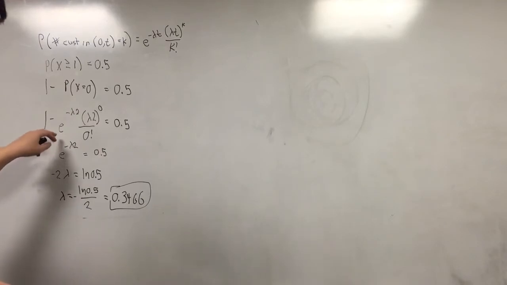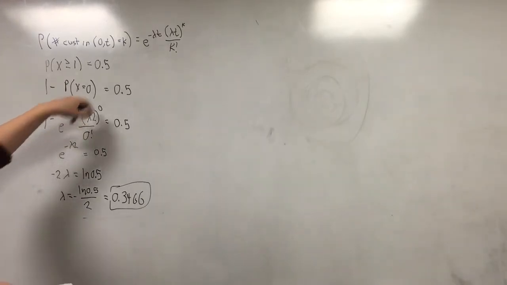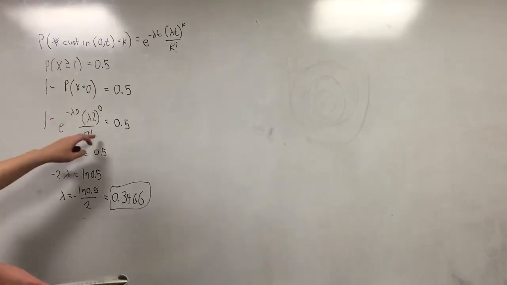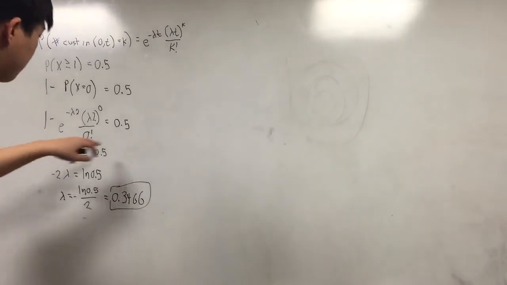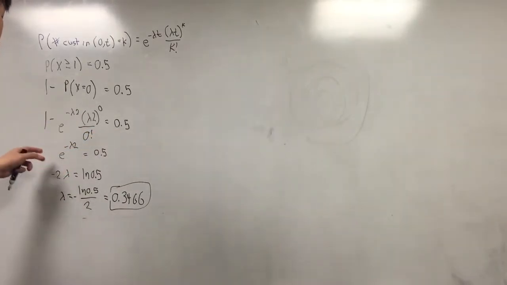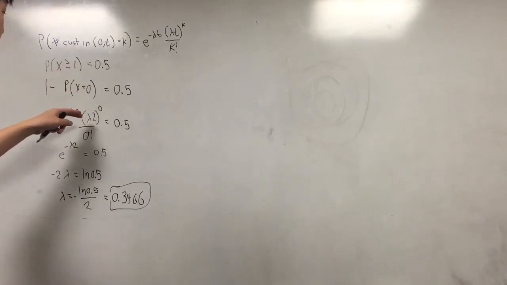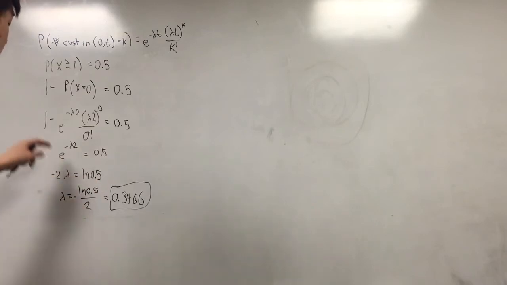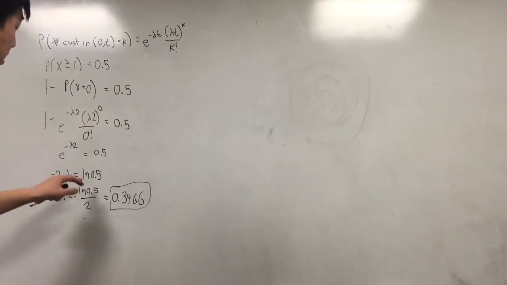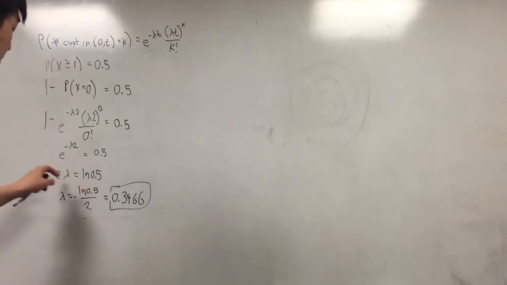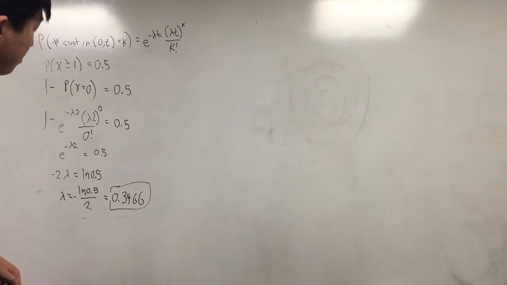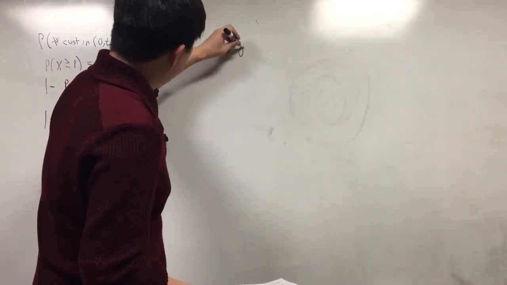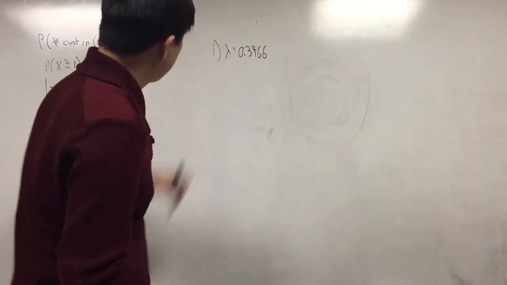So we have 1 minus e to the negative lambda 2, since it's 2 minutes, times the quantity lambda 2 to the 0, because we have no customers, divided by 0 factorial, is equal to 0.5. Then we can just move the 1 to the other side and divide by -1. Because anything raised to the 0 is equal to 1, and the factorial of 0 is equal to 1, e to the negative 2 lambda is equal to 0.5. Take the ln of both sides, we get -2 lambda is equal to the ln of 0.5, and then divide by -2, and at the end we get lambda is equal to 0.3466. So I'm going to write that on the side. Lambda is equal to 0.3466.